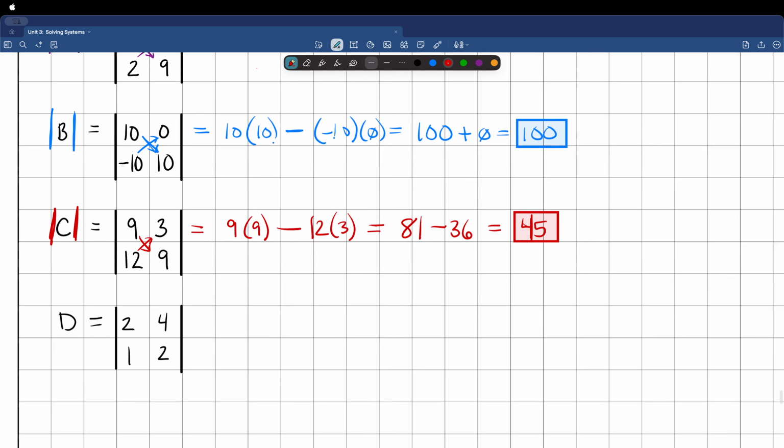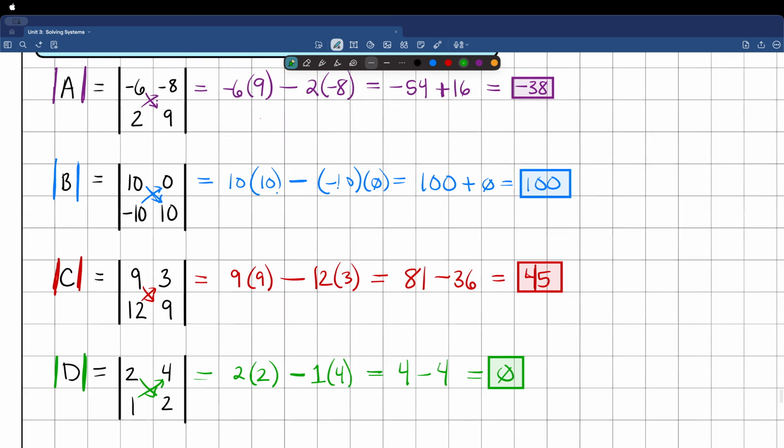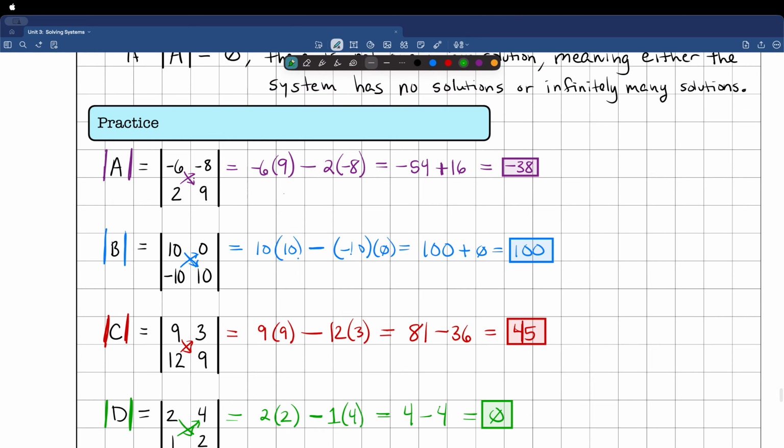Okay, the last example is D. The determinant of D is 2 times 2 minus 1 times 4, which is 4 minus 4, which gives us 0. And so that is how you calculate the determinant of a square matrix.